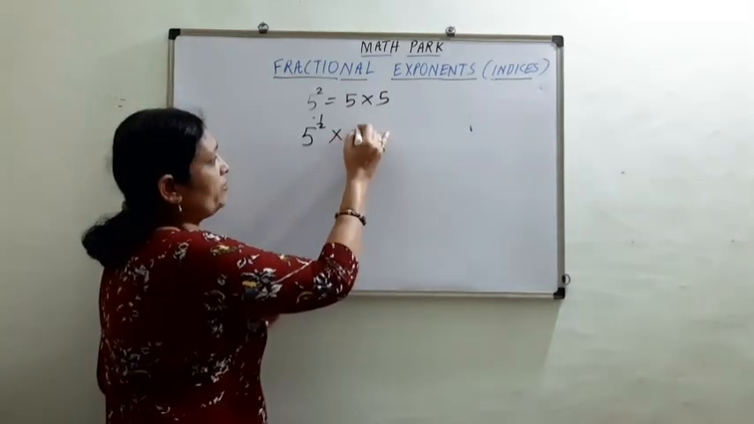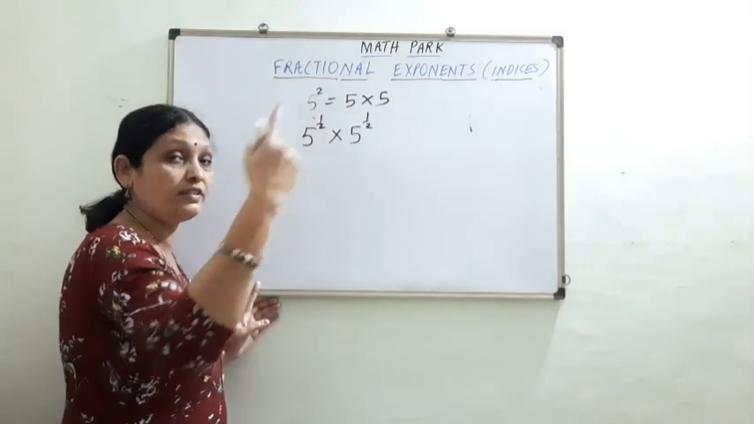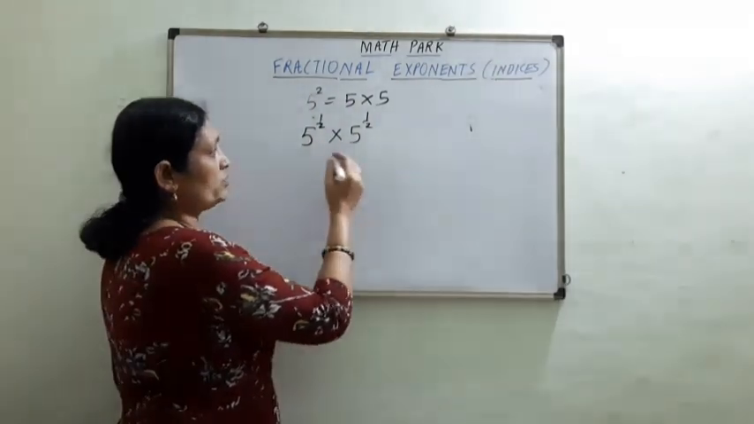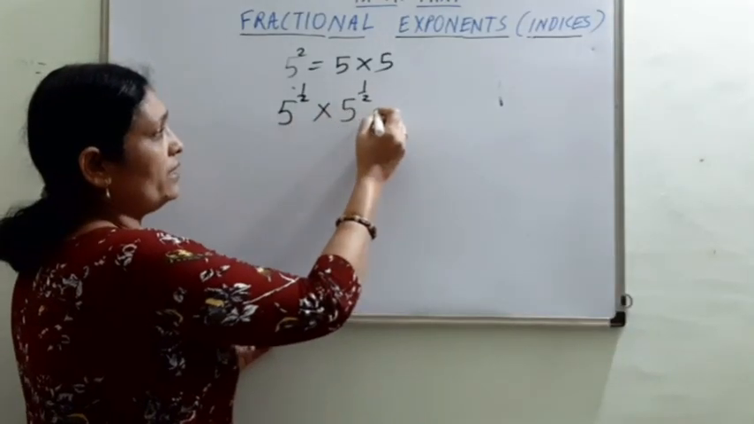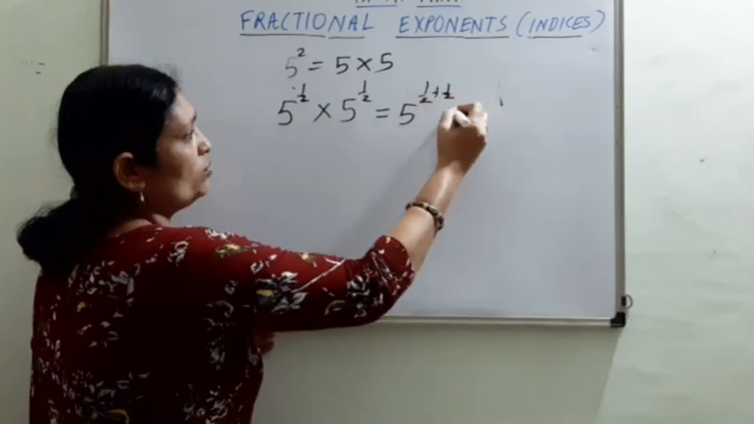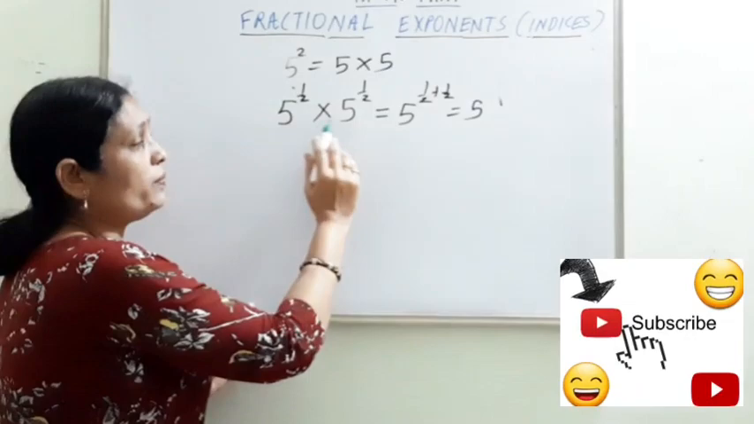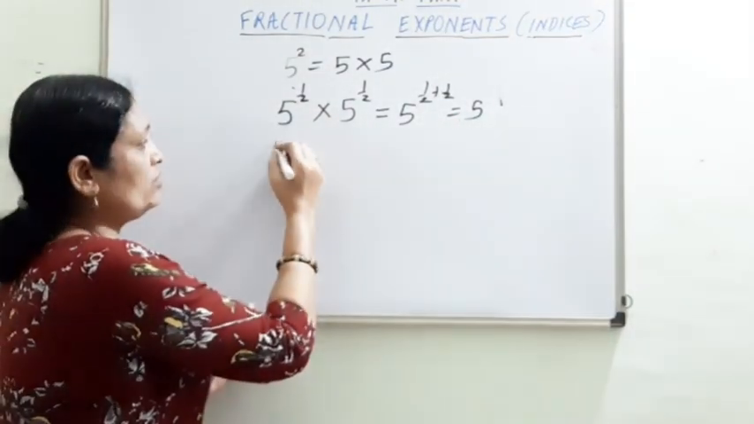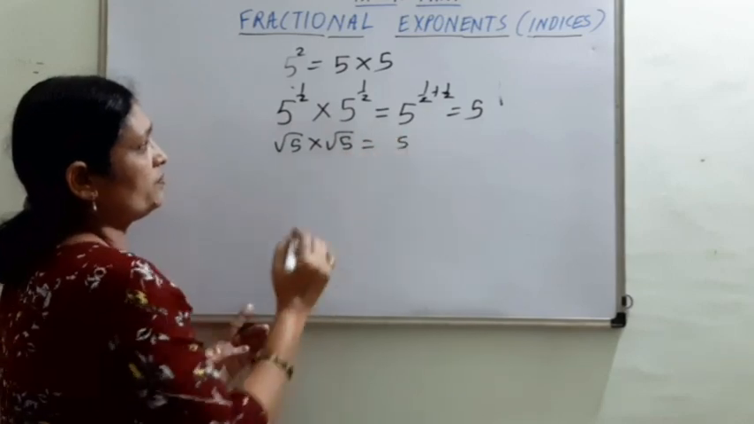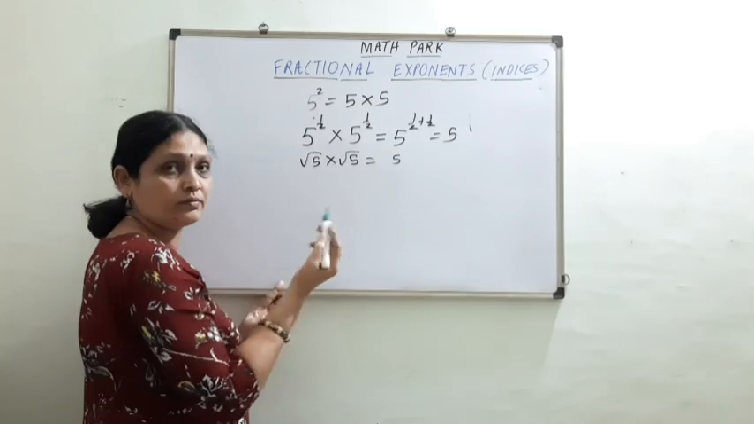If I multiply 5 raised to 1 by 2 into 5 raised to 1 by 2, by our first law of exponents, you can visit my channel and watch that video again to understand laws of exponents. A raised to m into a raised to n is a raised to m plus n. So we get 5 raised to 1 by 2 plus 1 by 2, which is 5, right? So how did we get 5? What should I multiply twice so that I get 5? So it is root 5 into root 5, you get 5. So, root 5 is nothing but 5 raised to 1 by 2.